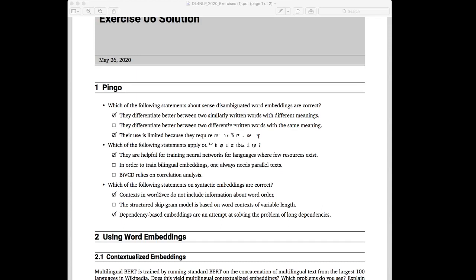Let's review the solutions in this exercise. The first bingo question is: which of the following statements about sense disambiguated word embeddings are correct? The second statement is wrong because it's talking about written words with the same meanings, but multi-sense word embeddings are defined for two similarly written words with different meanings. So they are apparently talking about different things.